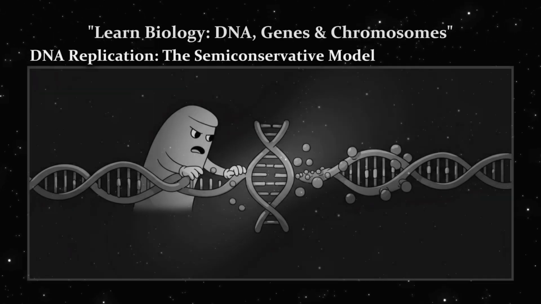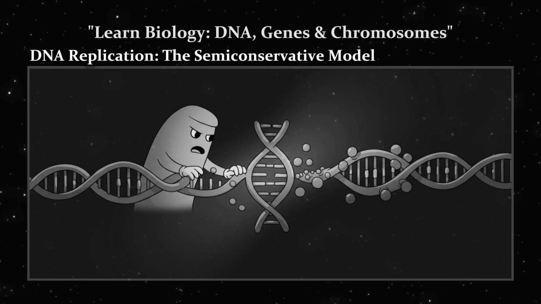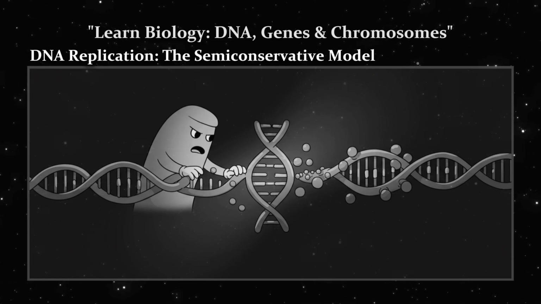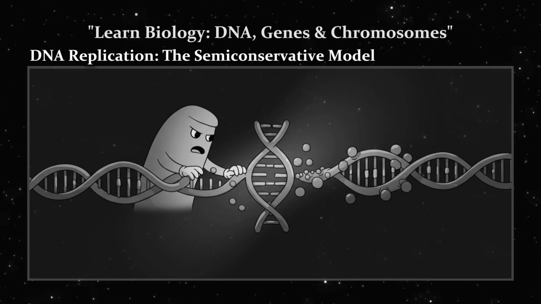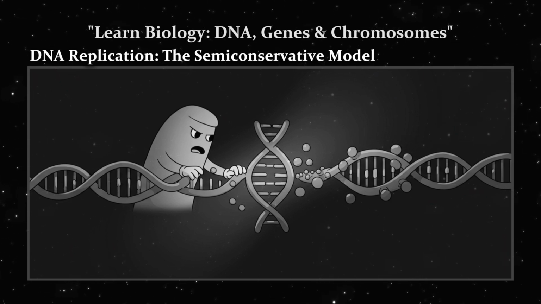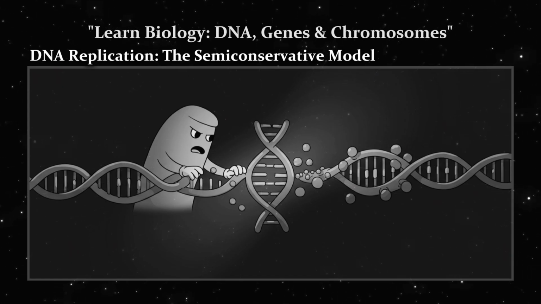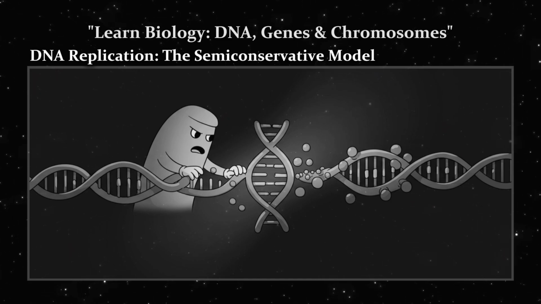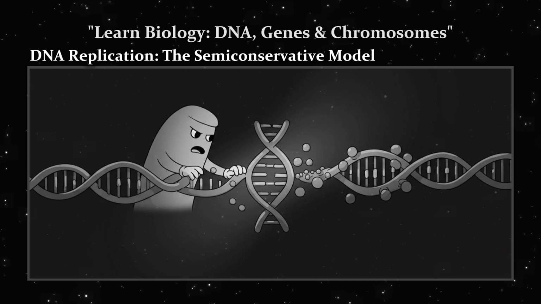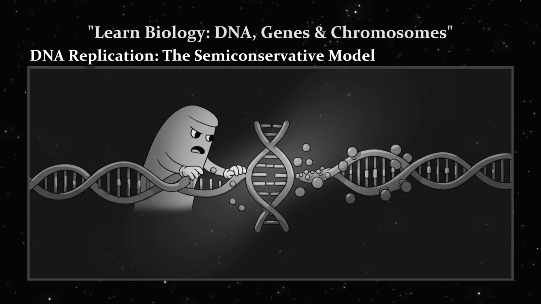DNA replication, the semi-conservative model. In our lessons so far, we have unlocked the physical form of the genetic blueprint. We understand the double helix, the base pairing rules, and the 4-letter language that writes the instructions for all of life. We have established that this book of life is stored safely in our cells. But storage is only half the story. The defining feature of life is its ability to perpetuate itself.